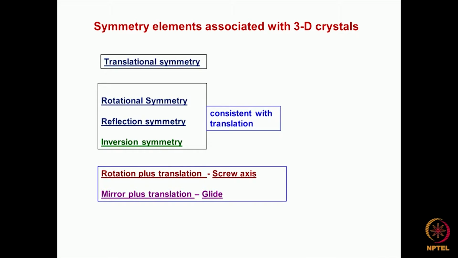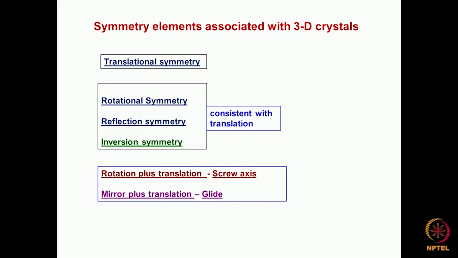So, now let us look at what are the types of symmetry elements which can be. Before going into the details, we will just list these are all the symmetry elements, and then we will try to go into details about these symmetry elements. One, translational symmetry element will always be there with any lattice.